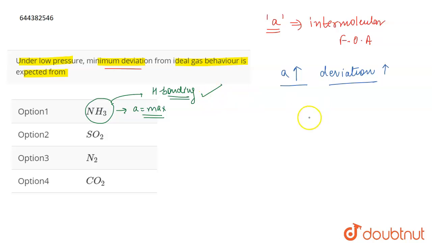Because hydrogen bonding exists between the molecules of ammonia, right? Hydrogen bonding exists because of the hydrogen and nitrogen bond here, and it is a very strongly bonded molecule. So this is going to have maximum deviation.